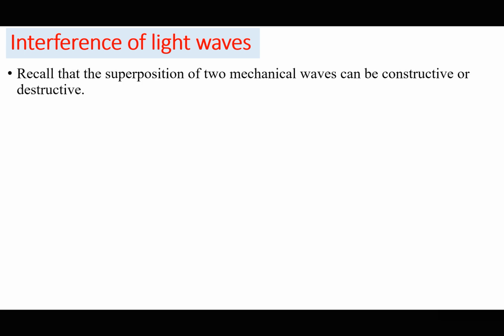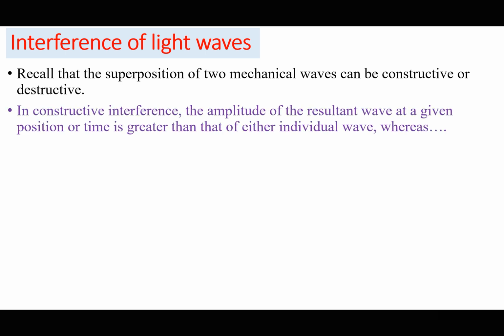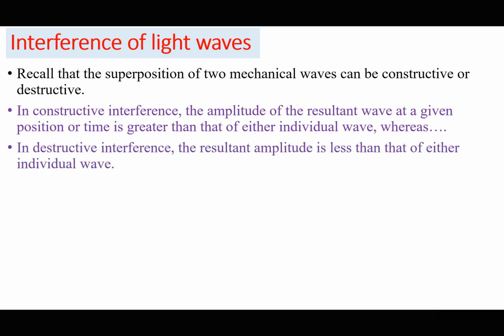I want you to recall that the superposition of two mechanical waves can be destructive or constructive, as we have already mentioned. We said in constructive interference, the amplitude of the resultant wave at a given position or time is always greater than the amplitude of either of the individual waves. Whereas for destructive interference, the amplitude is going to be less than that of either individual wave. So light waves, just like any other wave, also show interference. We said interference is a phenomenon which can be demonstrated by all waves, irrespective of the nature of the waves.